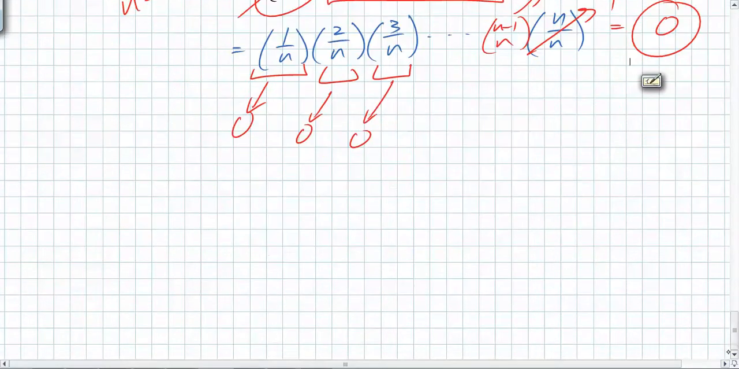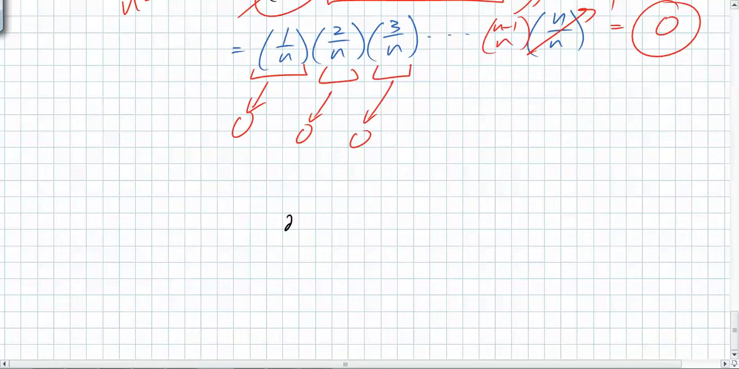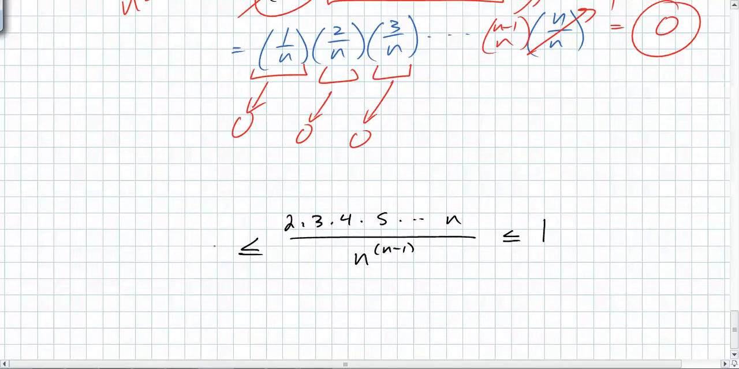Great. Let's just try it here. Let's say it was 2 times 3 times 4 times 5 all the way to n, all over n to the n minus 1. Agreed? We know that has to be less than or equal to what? It can't be any greater than 1, right? Do you agree it can't be any greater than that? And we also know it has to be greater than 0. Do you agree with that?